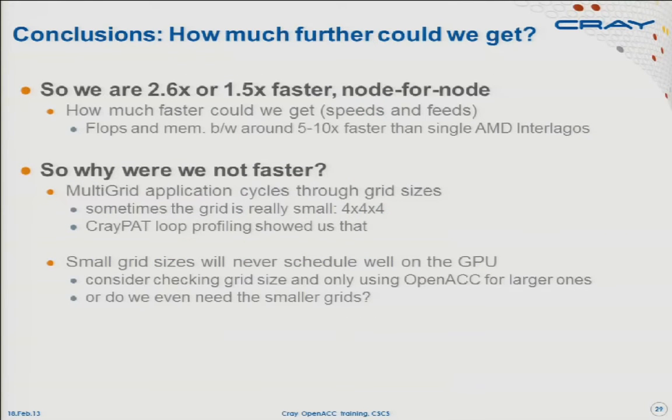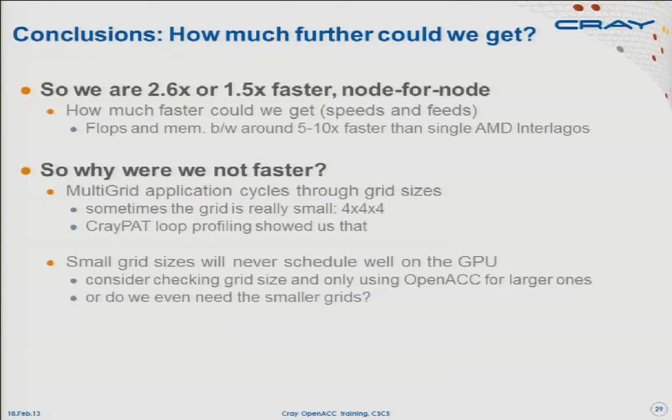Is that good? Well, we don't expect to get 1,000 times. We might think, well, could we get 5 or 10 times? Is this good? It's not brilliant, but why wasn't it faster? The main reason is that this multi-grid application uses fine grids and coarse grids to solve the problem. Some of these coarse grids are 4-cubed, so you've got a 4-cubed loop nest being scheduled on the GPU. It's never going to run well.